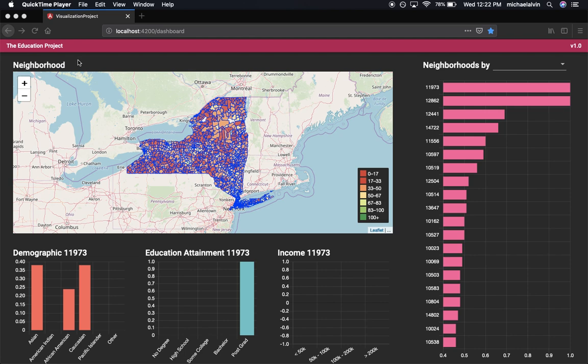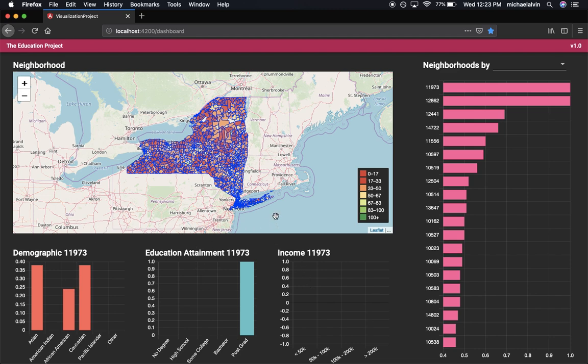Here I have created a dashboard for the education project to display some information about education in New York. As you can see, I have 5 visualizations in this dashboard. We have the zoomable and panable map right here, a horizontal bar graph that is sorted by several metrics: education attainment, demographic, and income, as well as information for a selected zip code, the demographic, the education attainment, and income.